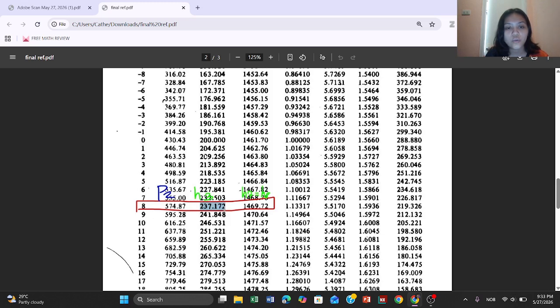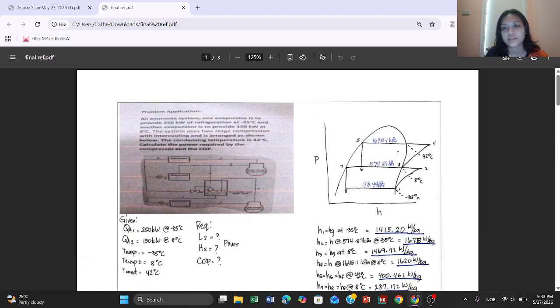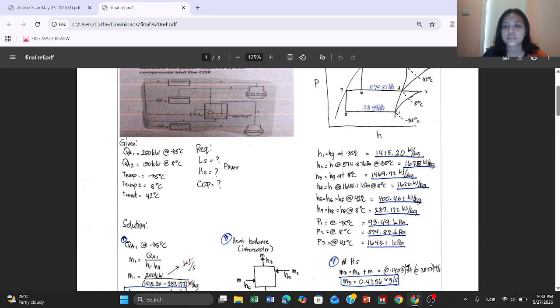So we get 237.172 kilojoules per kilogram here, so it's correct. Next, we need to find the pressure 1 at evaporator 1, pressure 2 at evaporator 2, and pressure 3 at the condenser. So we get 93.49 kPa for pressure 1.